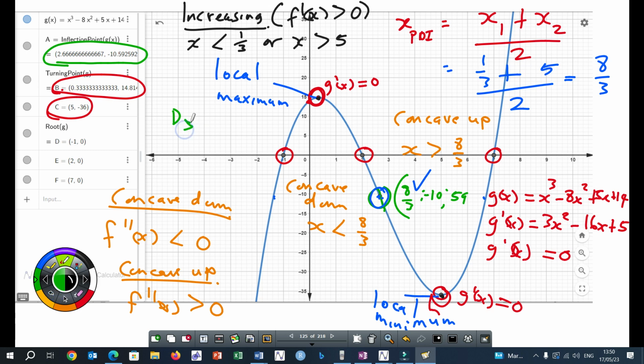You're supposed to answer all this. On the graph paper? Yes. I just did it in my book.